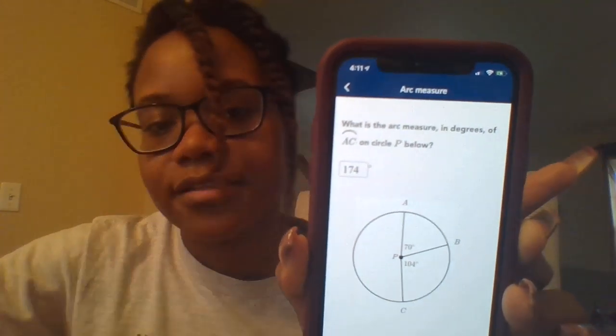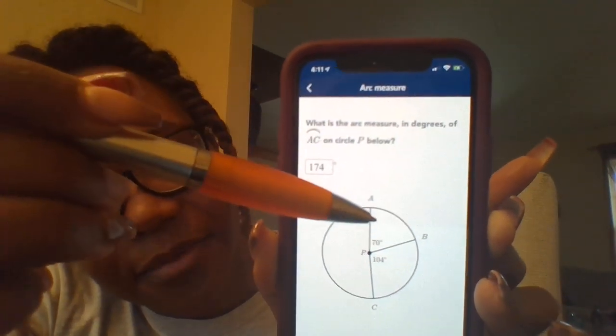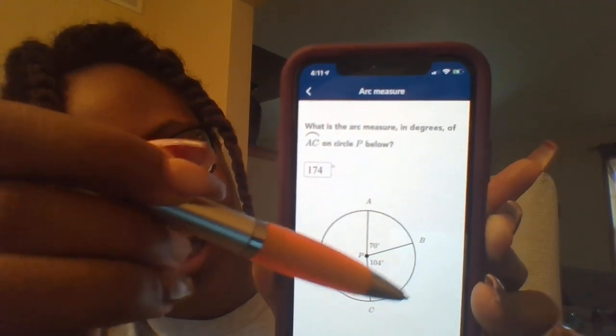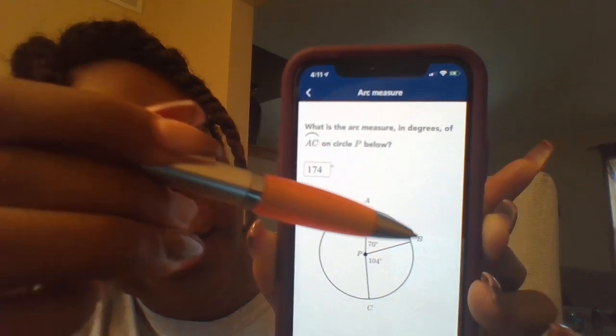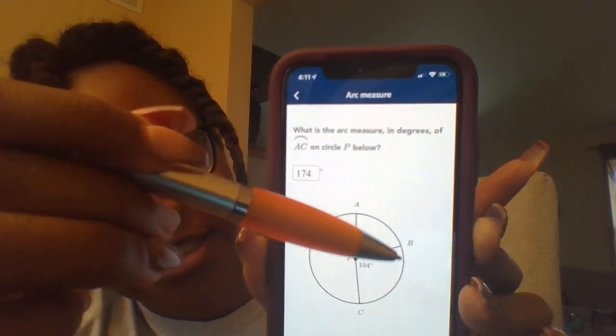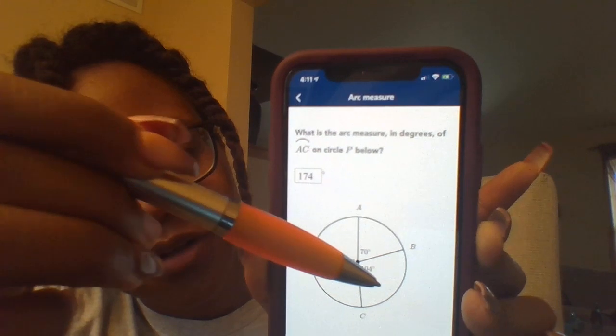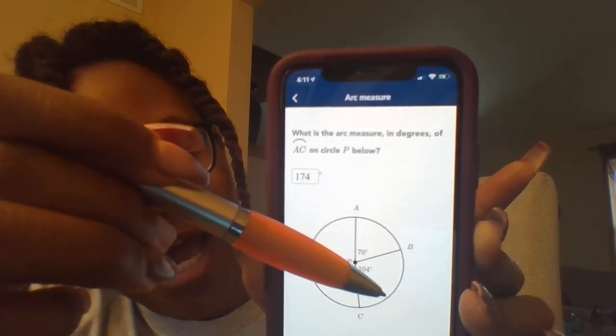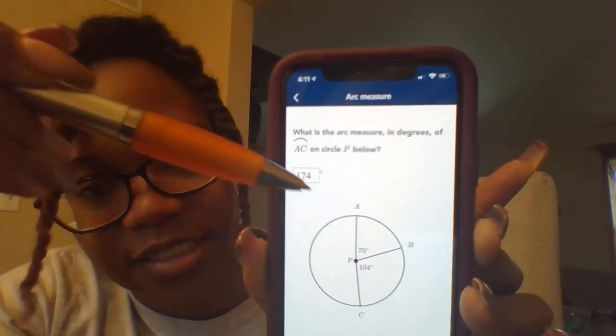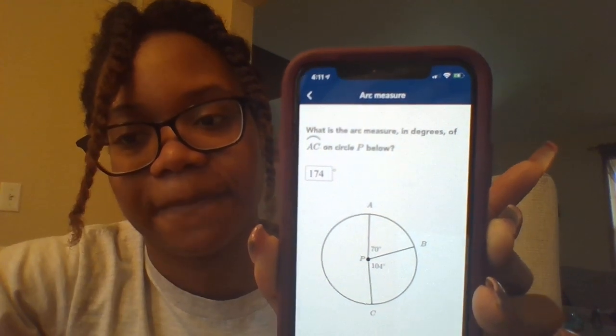This problem was a little nicer. They just asked us to find the measure of arc AC. That's this arc here. So we just need this arc, which is 70, and this arc, which is 104. To find this whole thing, we're just going to add them. 70 plus 104 gets us 174 for that problem.